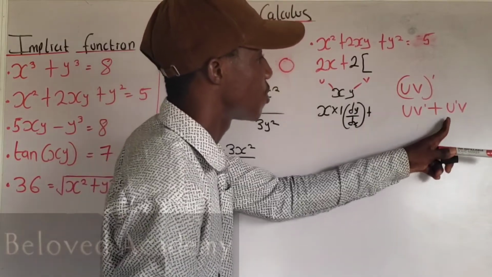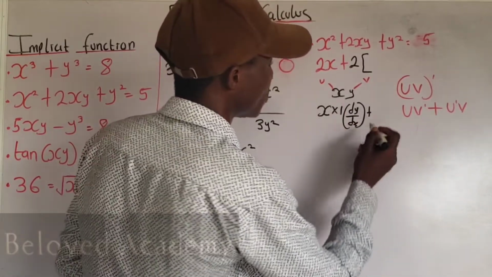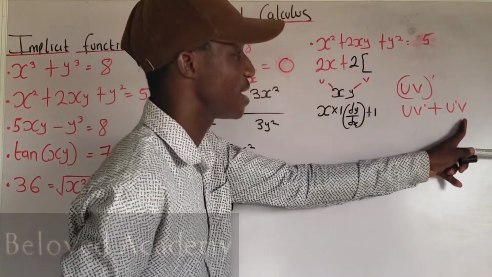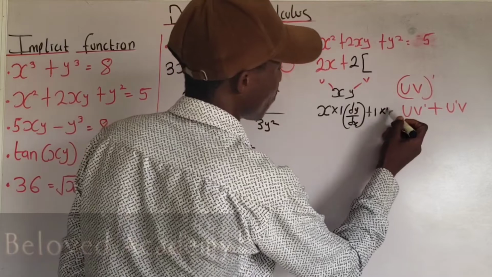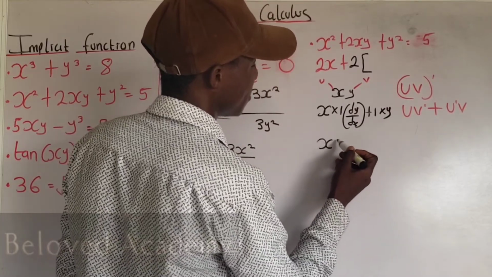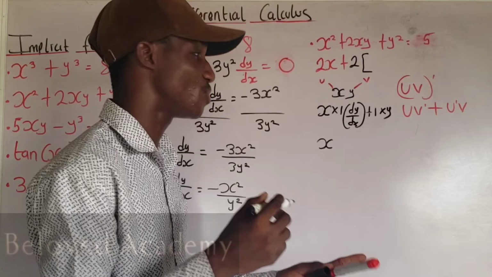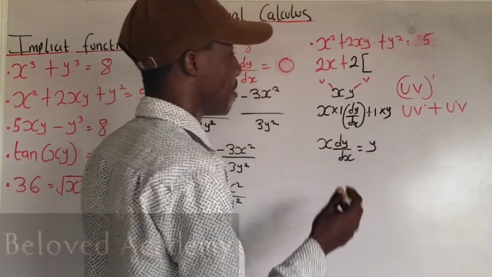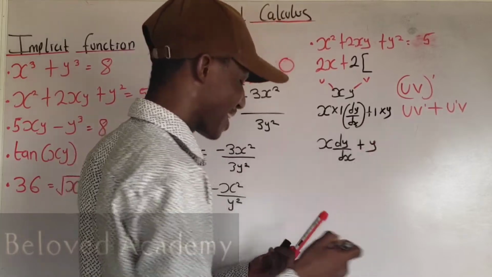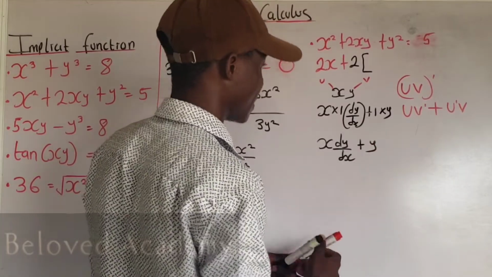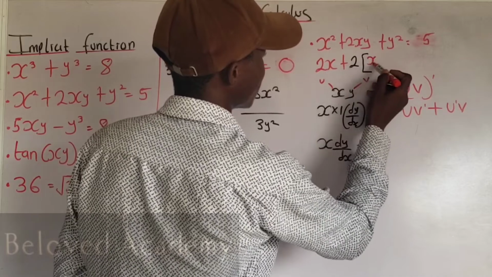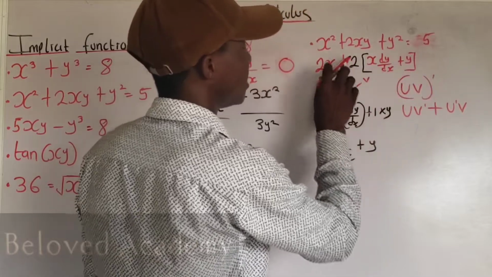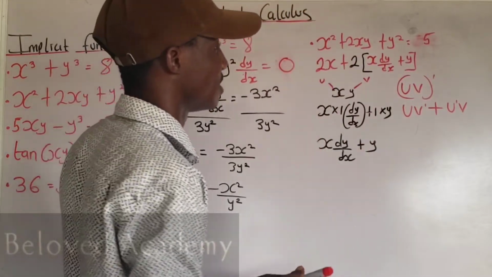Plus, now I'm going to differentiate u. u is x, so I'm going to differentiate x. If you differentiate x, you're going to have 1 multiplied by v. v is y, so I'm going to have multiplied by y. So here I'm going to have x times 1 times dy/dx, that is x dy/dx, plus y. Okay, so let us put it inside the bracket again. x dy/dx plus y. That is the derivative of xy. Okay, so let us proceed.